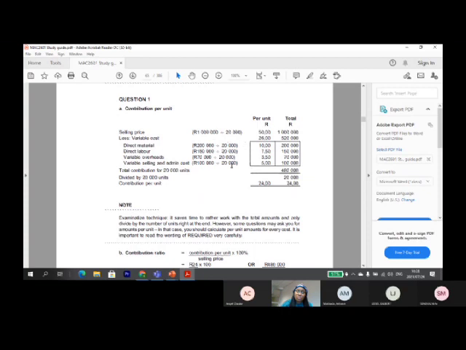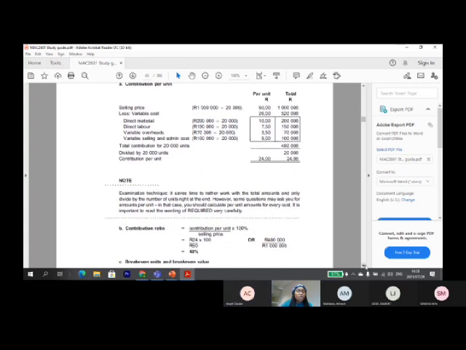The common denominator is 20,000, so you might as well just get the total value of the contribution, then divide it by the number of units, because at the end of the day, we're trying to get what? The contribution per unit, right?